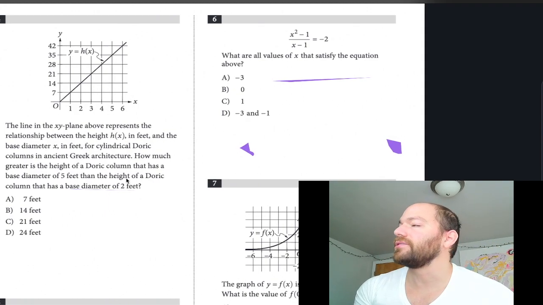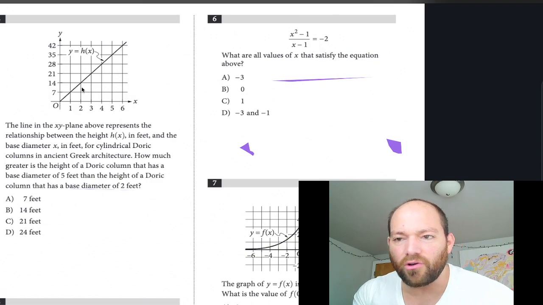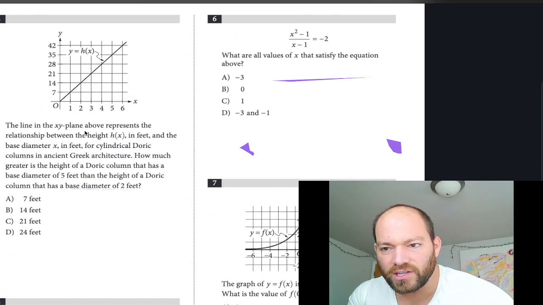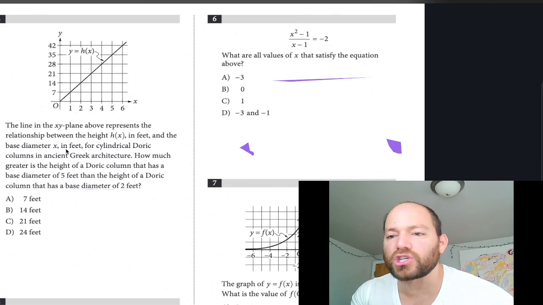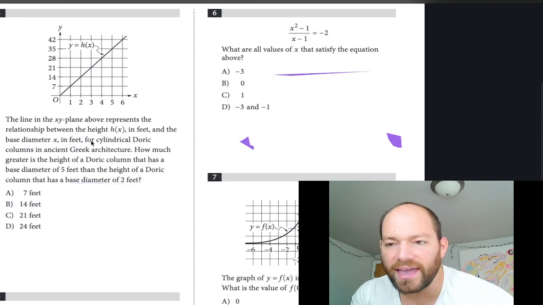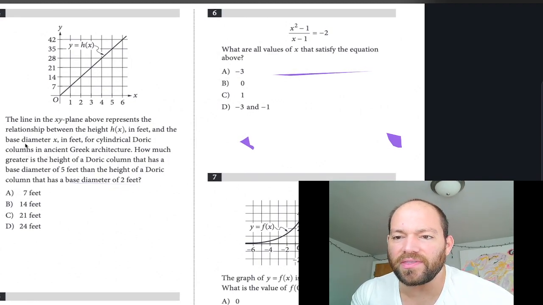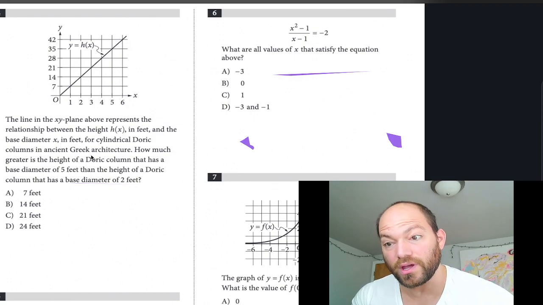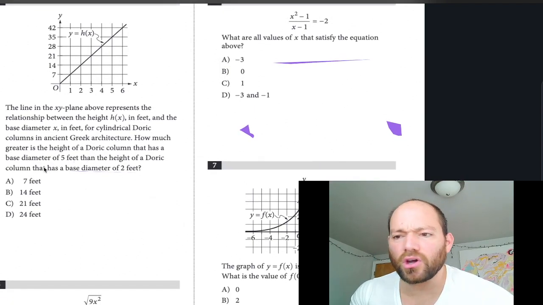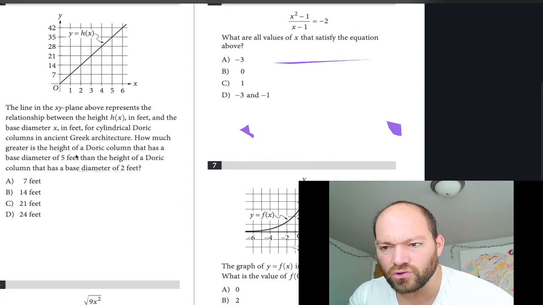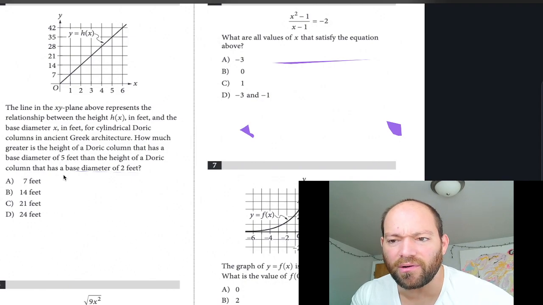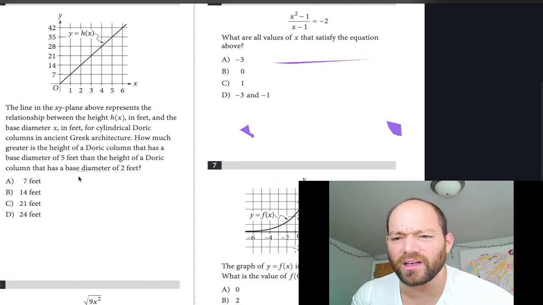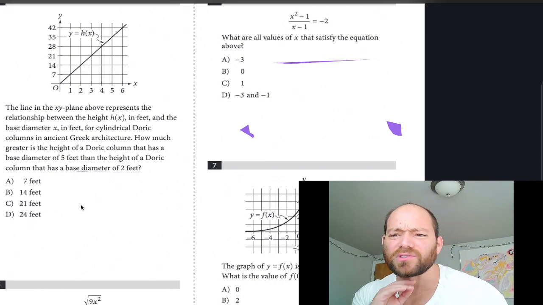Okay, so number 4 over here, we got a graph with a line. The line in the xy plane above represents the relationship between the height, h of x in feet, and the base diameter x in feet for cylindrical Doric columns in ancient Greek architecture. How much greater is the height of a Doric column that has a base diameter of 5 feet than the height of a Doric column that has a base diameter of 2 feet?